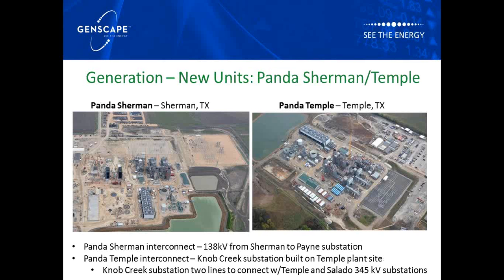We were able to do some overhead flights to take a look at construction progress over at Sherman on the left and Temple on the right. The Sherman Interconnect is going to be on the 138 kV system from Sherman into the Payne substation. On the Temple side, there's the Knob Creek substation, which is being built on site. And that Knob Creek substation is going to connect via 2 lines to Semple and Salado on the 345 system.